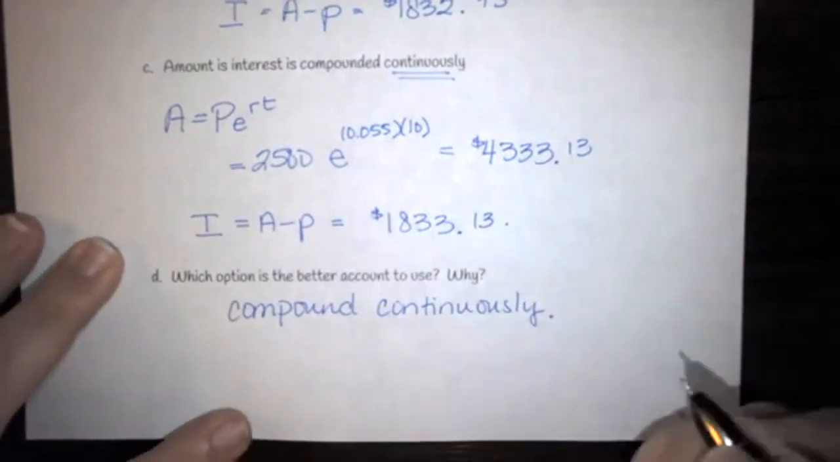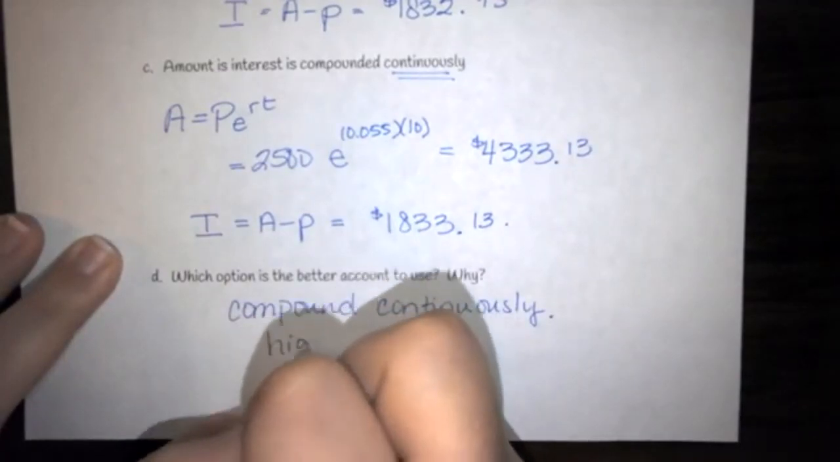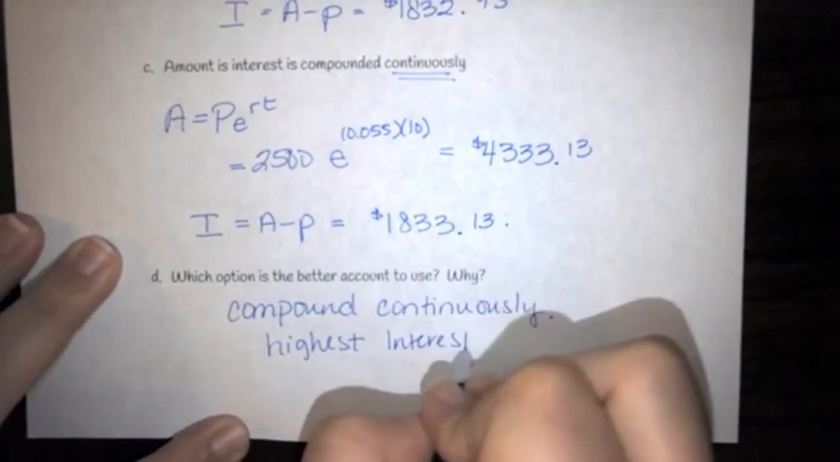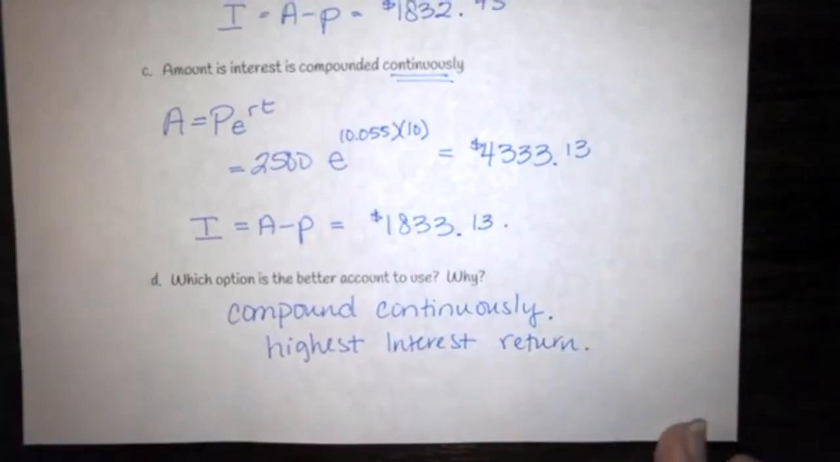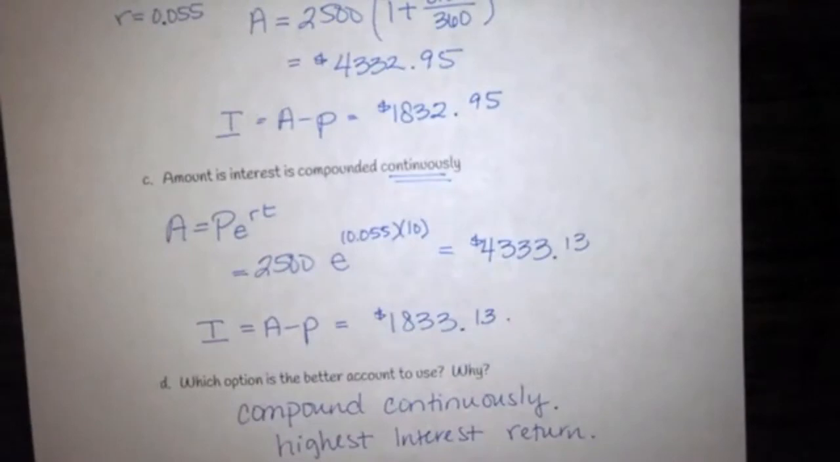And to explain why is as simple as it has the highest interest return. So it doesn't have to be super long or super detailed. It just has to be enough to show that you have total understanding, or a good understanding, of what constitutes a better account than the others. Okay.